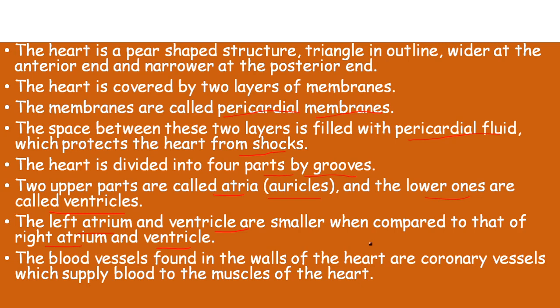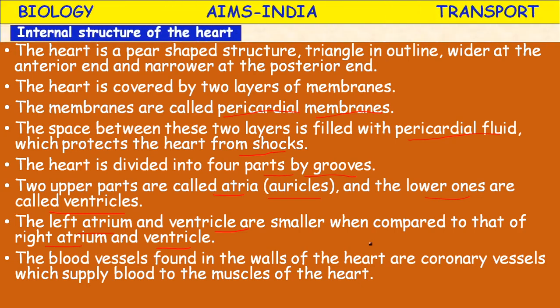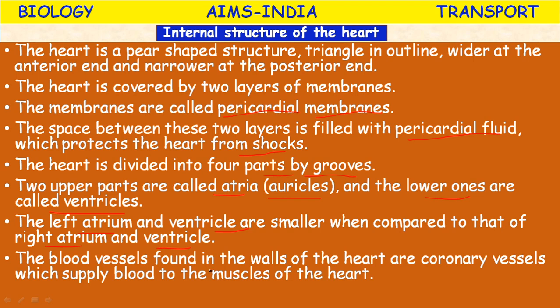Next, the blood vessels found in the walls of the heart are coronary vessels. There are also large blood vessels, mainly divided into two, arteries and veins. They are subdivided into pulmonary artery and pulmonary vein, and systemic artery and vena cava. Like that, four main blood vessels are there.